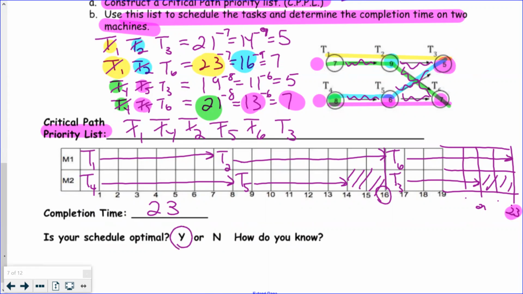So how do I know? Well, my critical path is 23. That's how you know it's optimal. So when you have a dependent schedule, you got to figure out critical path, and then you got to compare your completion time to critical path. Okay? That's how you determine it's optimal. That's the difference. Question on this?